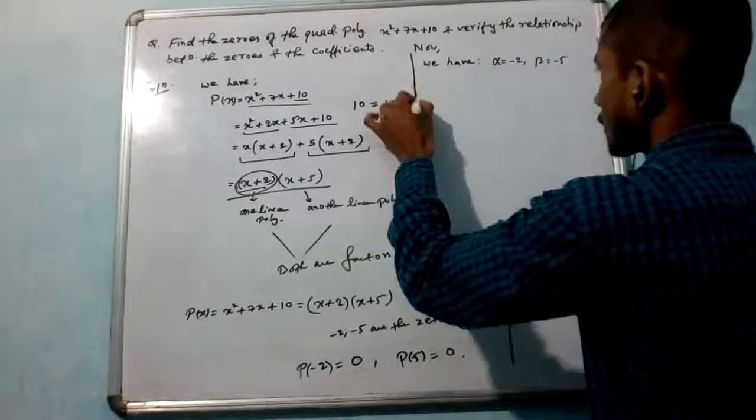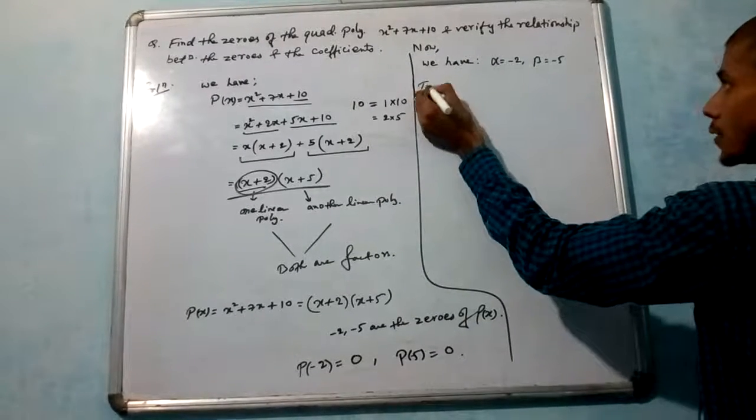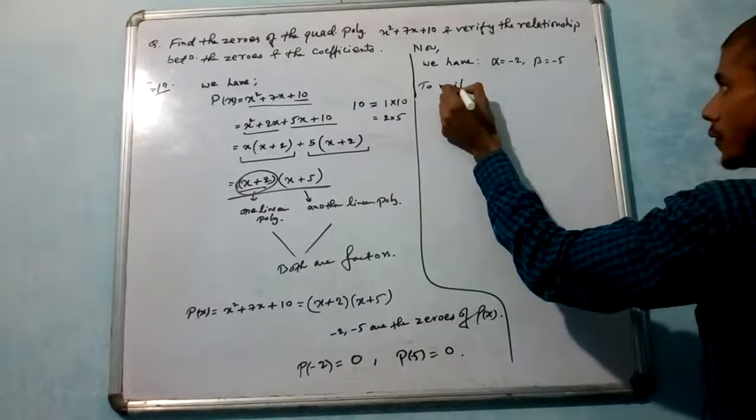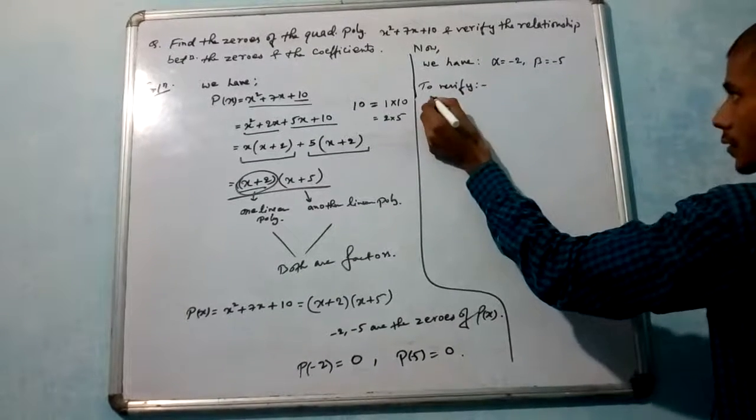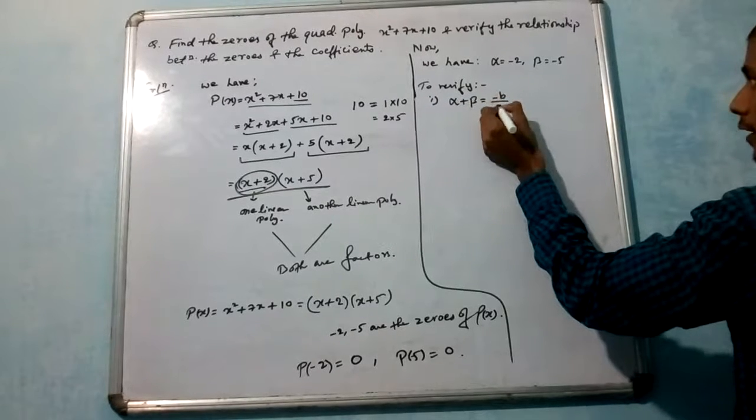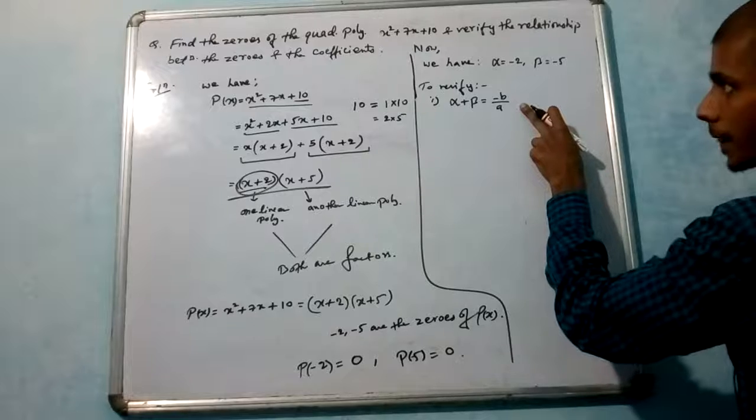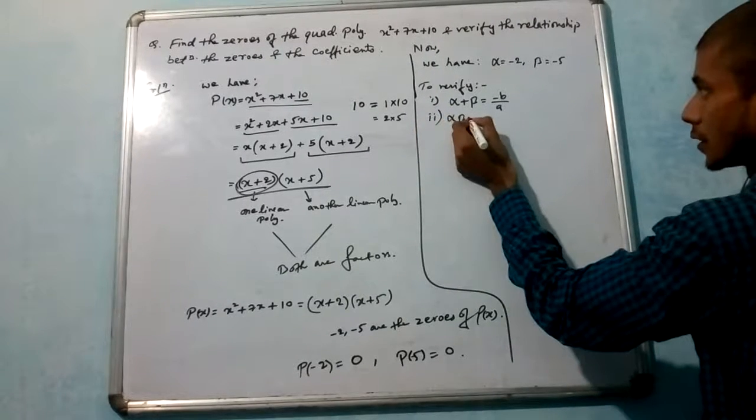So we have to verify the relationship. What do we have to verify? First one: alpha plus beta is equal to minus b by a. This we have to verify. And second, we have to verify alpha into beta is equal to c by a. Fine.